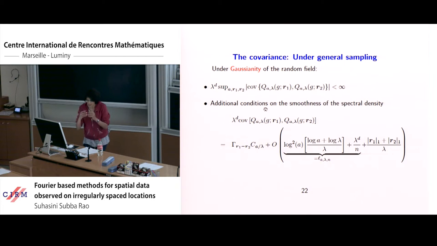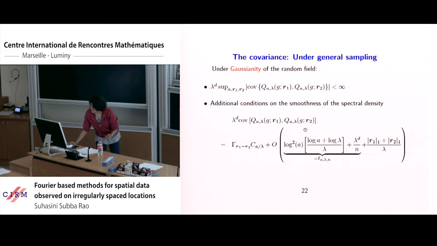If we place additional conditions on the spectral density function, which I haven't put here because it's kind of technical, then we can obtain an explicit expression for the covariance between our statistic at two different R1 and R2. Okay? It looks a little bit obnoxious, so I apologize for that. So this is what the covariance is going to be.